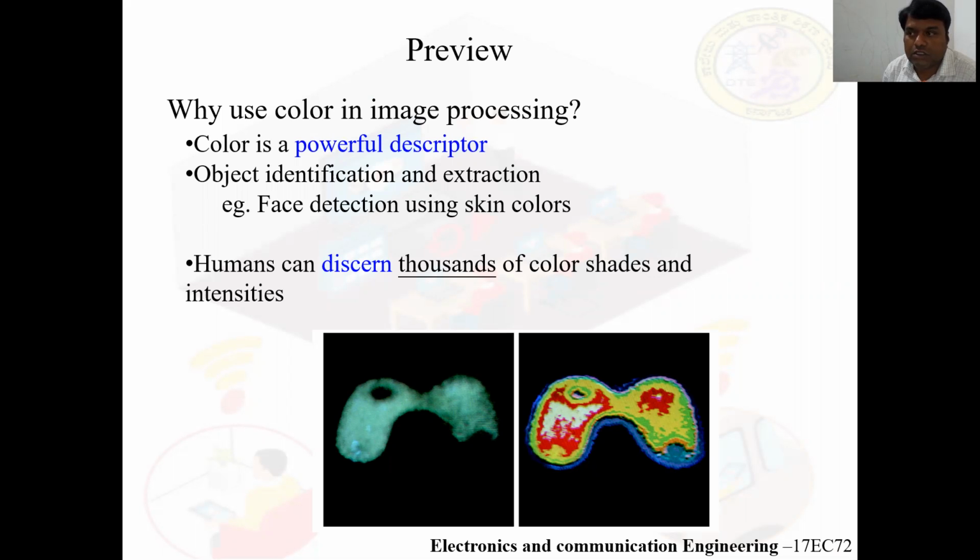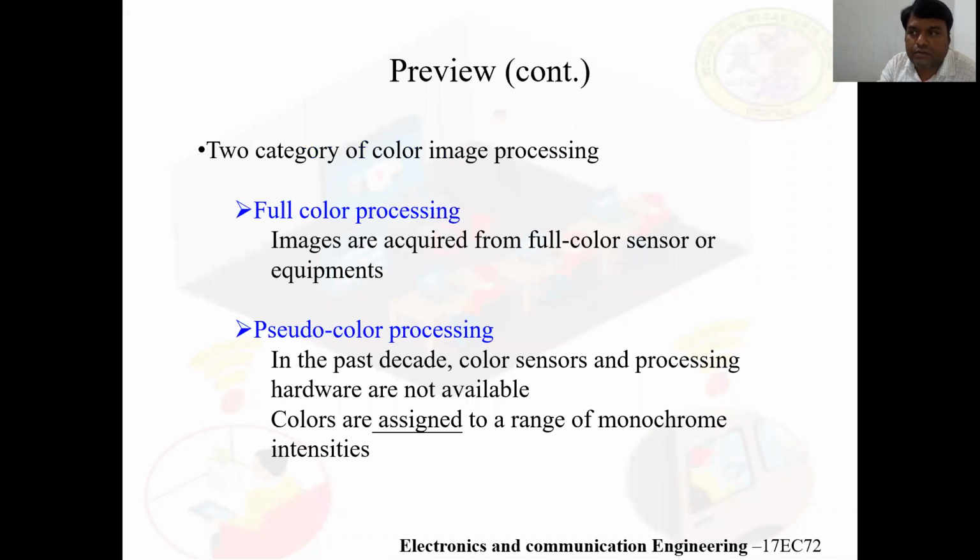Color image processing is divided into two categories: full color image processing and pseudo color image processing. In full color image processing, images are acquired with full color sensors, color scanners or similar equipment. In pseudo color processing, in the past decade, color sensors and processing hardware were not available, so colors are assigned to a range of monochrome intensities.